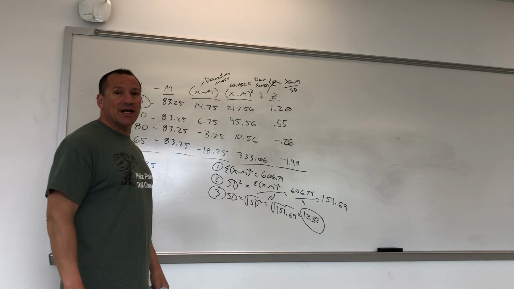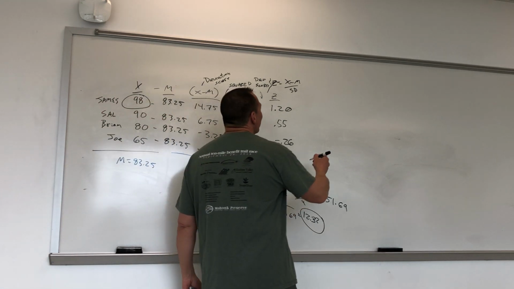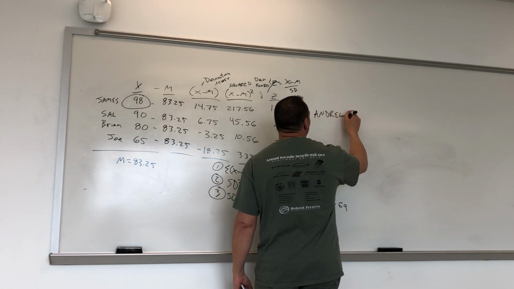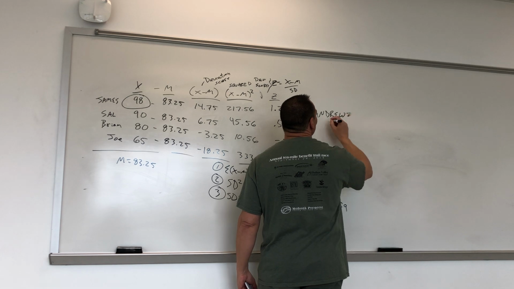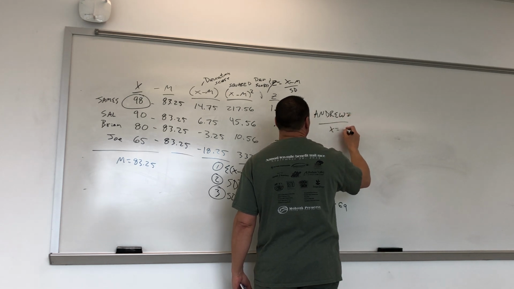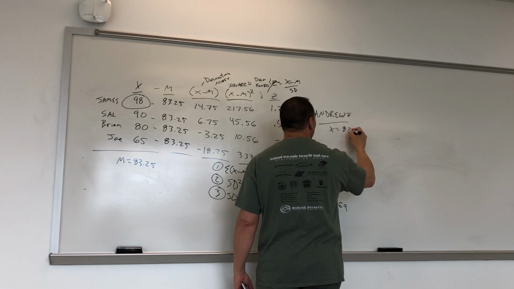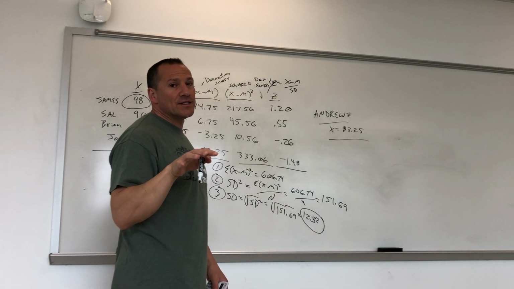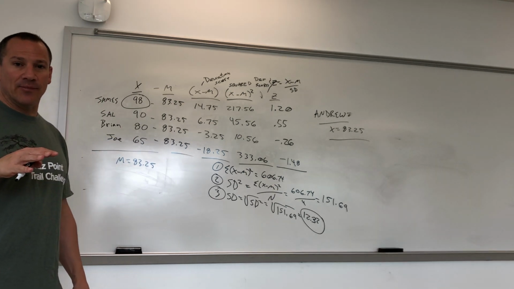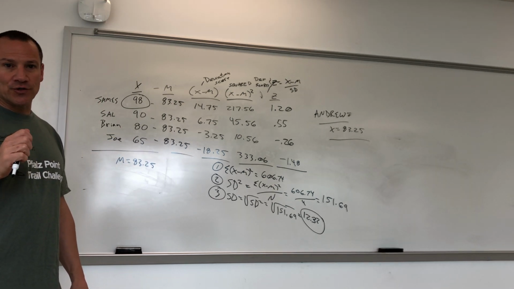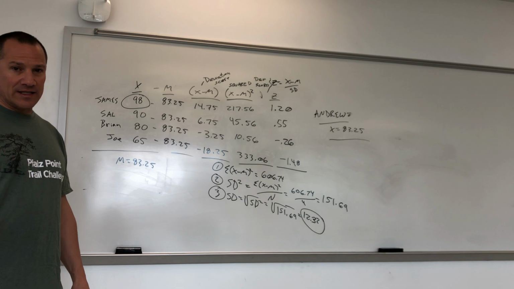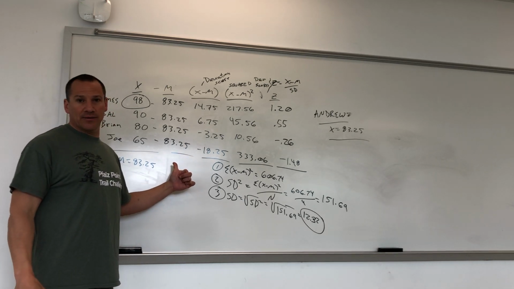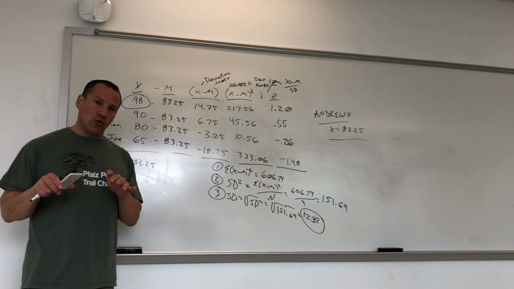Okay, I'm going to add a new joker. The new joker's name is Andrew. And Andrew's score is 83.25. I'm using this as a very targeted example. Okay, Andrew's score is 83.25. That's not by coincidence. What is that? That's exactly the mean. Okay, think about what a z-score is.